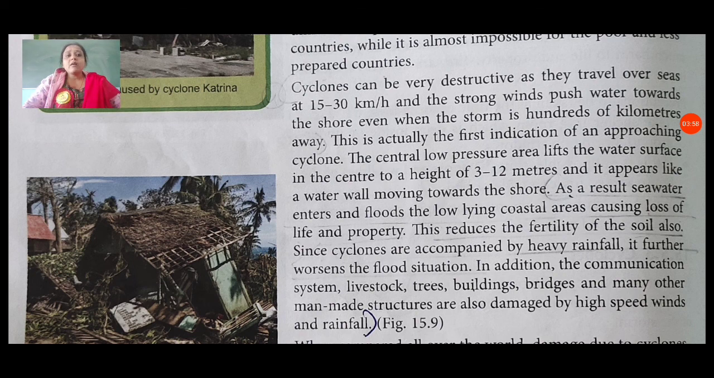Since cyclones are accompanied by heavy rainfall, it further worsens the flood situation. In addition, the communication system, livestock, trees, buildings, bridges, and many other man-made structures are also damaged by high-speed winds and rainfall. We all know high-speed rain and wind are both very dangerous for people's lives and also for their business. They have to face many problems because of heavy rain and heavy winds.